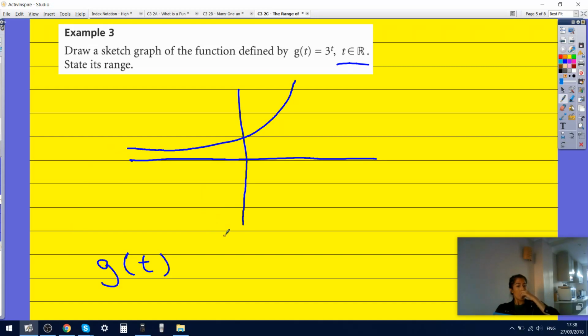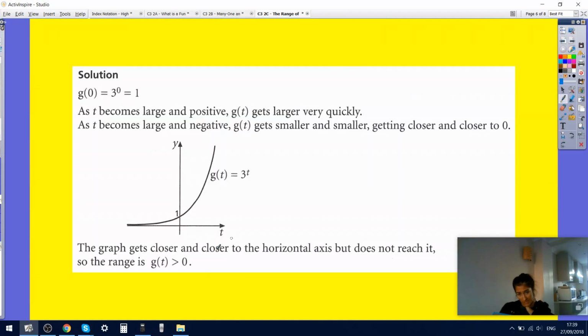So what is the range of this graph? Can it be 0? I think it will get close to 0 but never touch it. There's 1. It could be a half. Okay. So the way you'd say it is it's greater than 0. But because it doesn't touch the line, it's not or equal to. It's just greater than. So g of t is greater than 0. So that's exponential graphs in general.